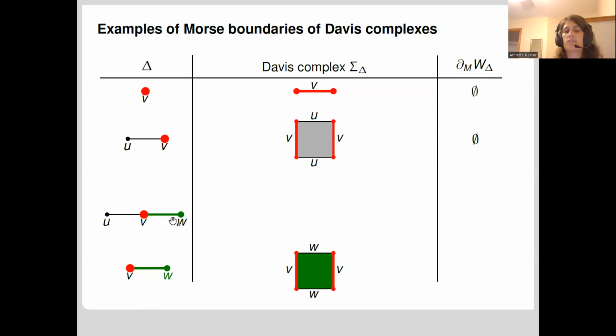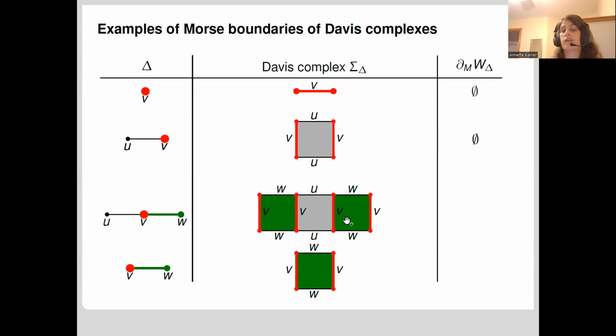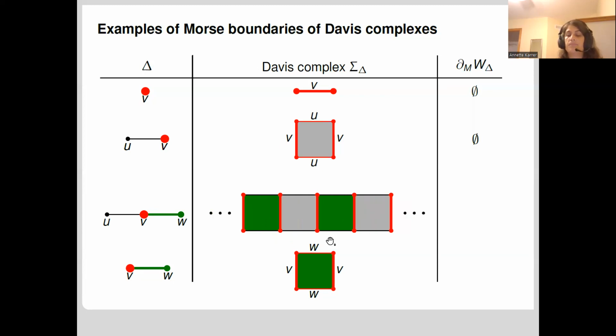And now the Davis complex of the two paths is obtained as follows. We take a copy of the one Davis complex, and then we glue copies of the other Davis complex along the red edges, and then we continue in this manner. In this way, we get a space which consists of blocks and walls. The blocks are isometric to the Davis complexes we started with, and the walls are isometric to the Davis complex of the intersection graph. And if we delete a wall, we see that the space decomposes into two pieces.